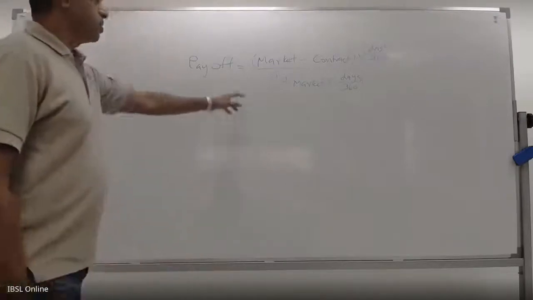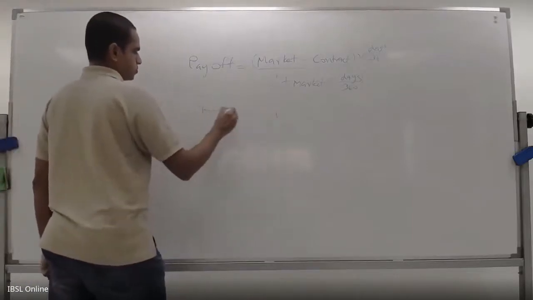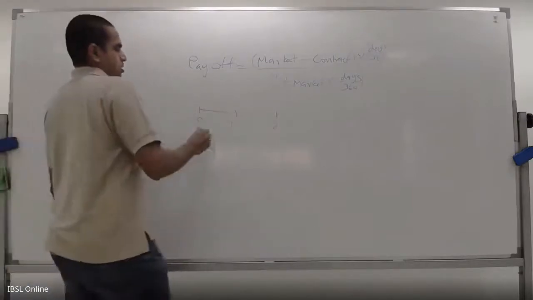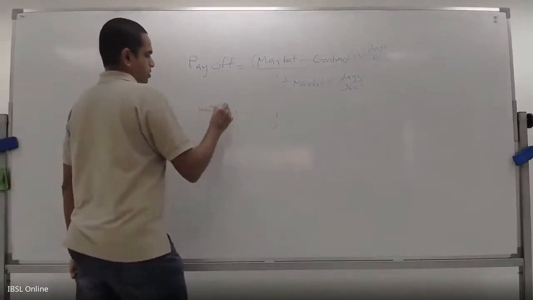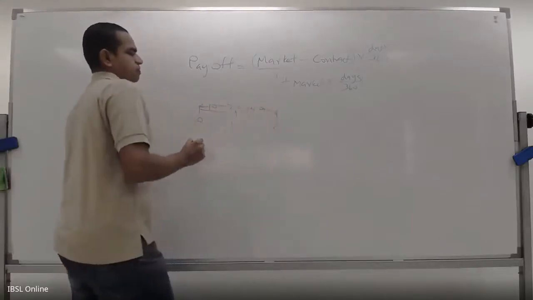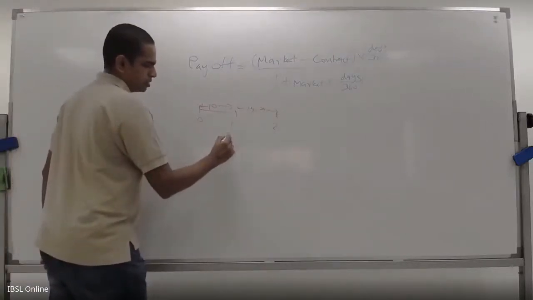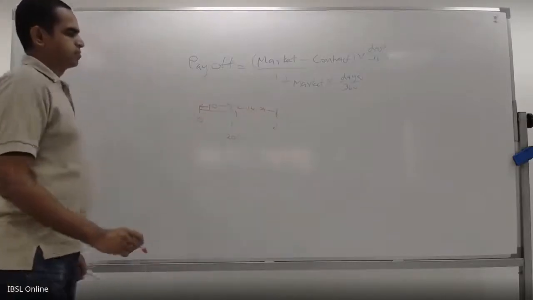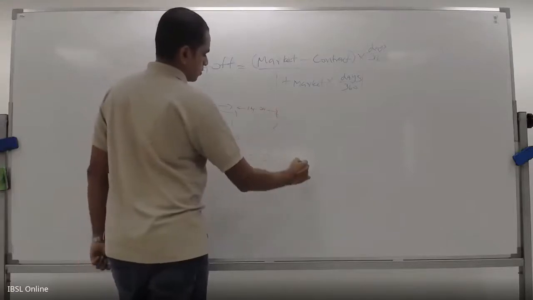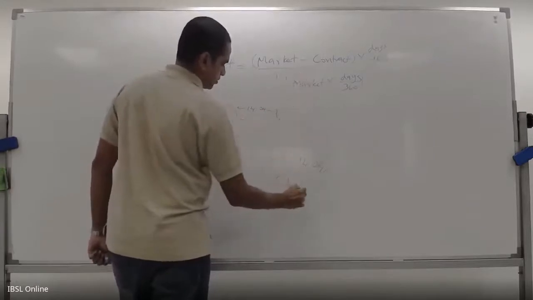Now, if you look at this component, the FRA starts 1 year from today and goes on for 2 years, right? So this was 10%. Here you had 14.04%. Now, 1 year from today, if the market rate is 20%, the payoff is 20% minus 14.04% divided by 1 plus the market rate of 20%.